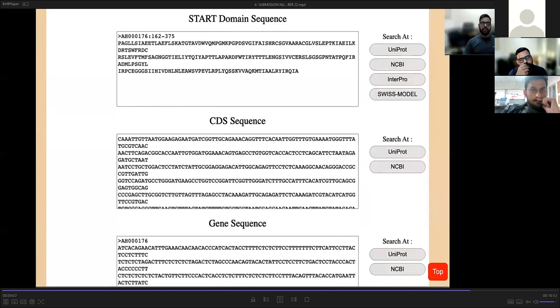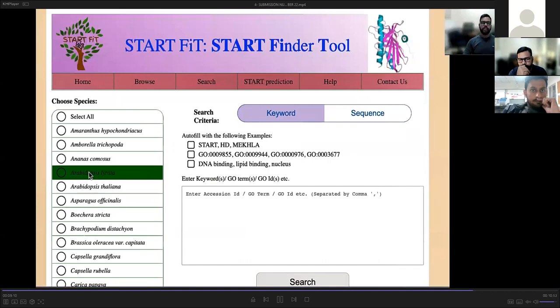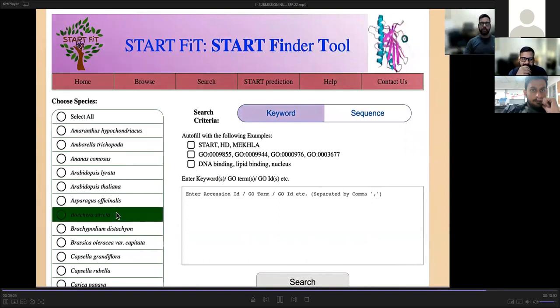Further, the search option enables custom-based search based on keyword and sequence. The keyword-based search option can accept domain name, GO terms, and GO ID, in which the user can select one or more species.